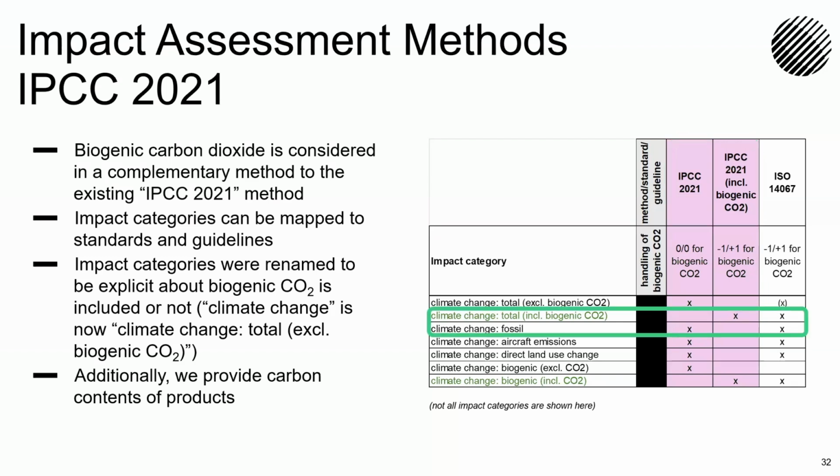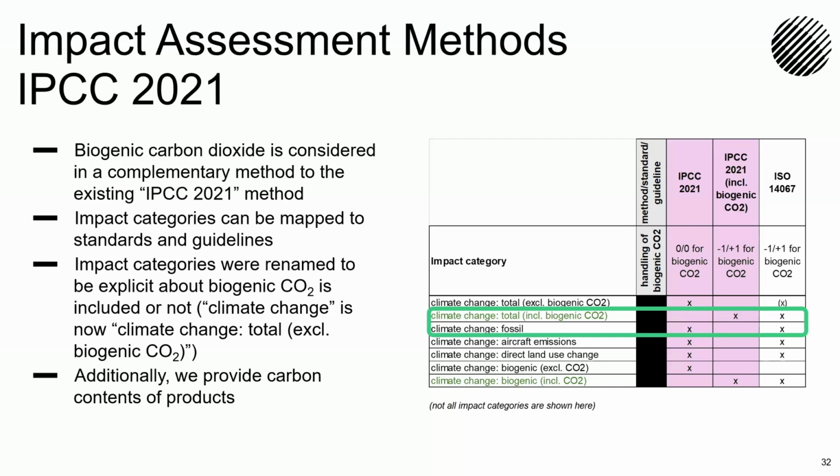The impact categories of the two methods can be mapped to standards and guidelines. We have, for example, in the table on the right here, the ISO 14067 standard shown, and with an indication of which impact categories are relevant for that standard.